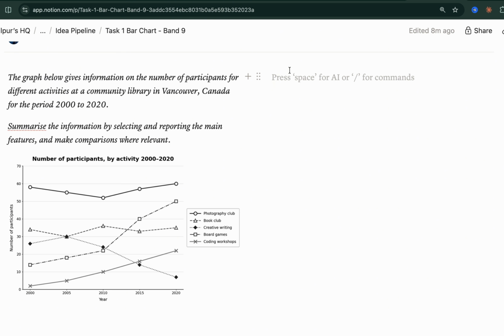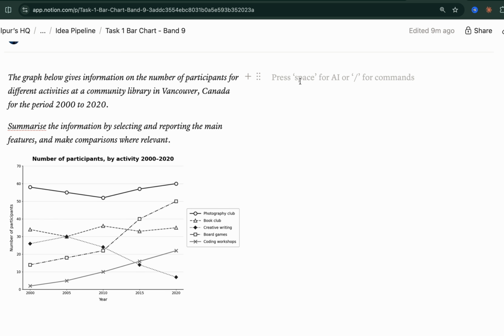So we've got this question here, which is: the graph below gives information on the number of participants for different activities at a community library in Vancouver, Canada for the period 2000 to 2020. Well, this is a similar question to an IELTS Cambridge book, but I don't remember which book. And we've got 5 lines here, 5 activities: photography club, book club, creative writing, board games, and coding workshops.